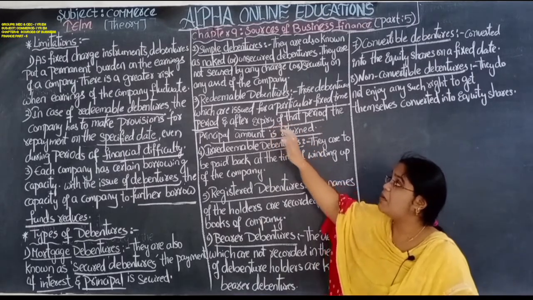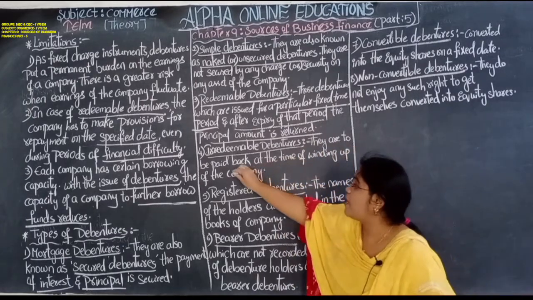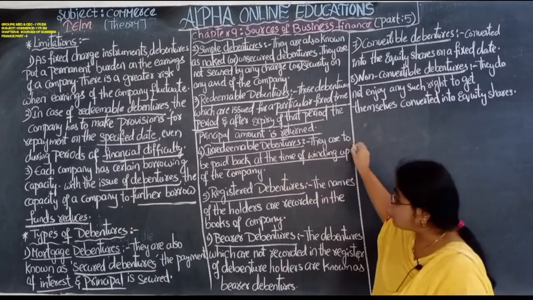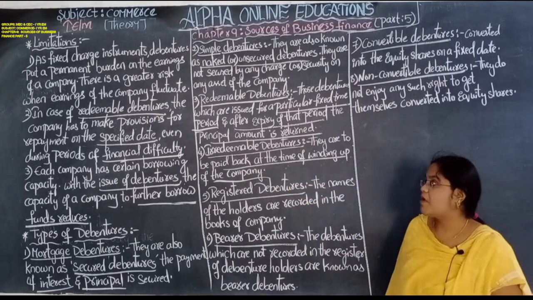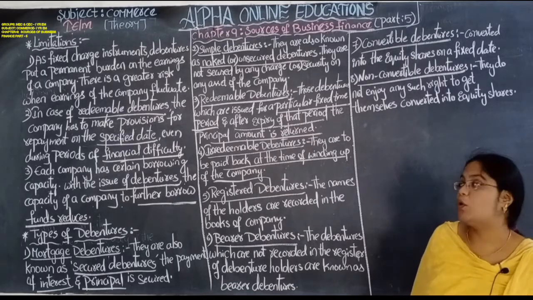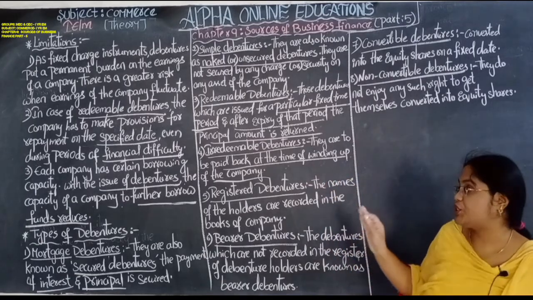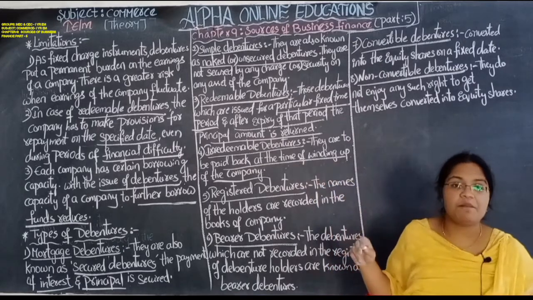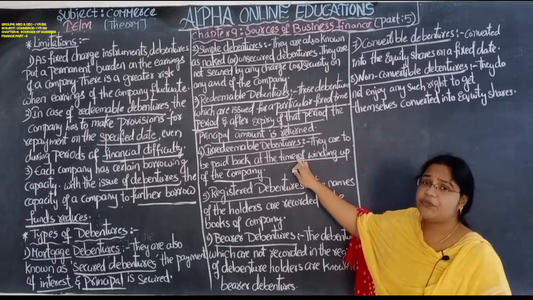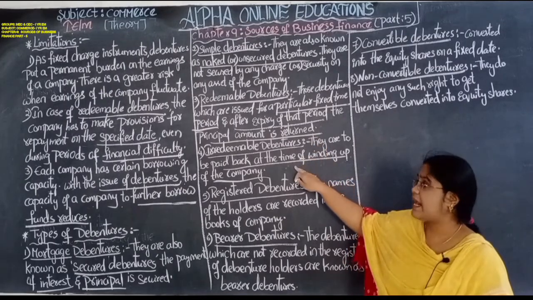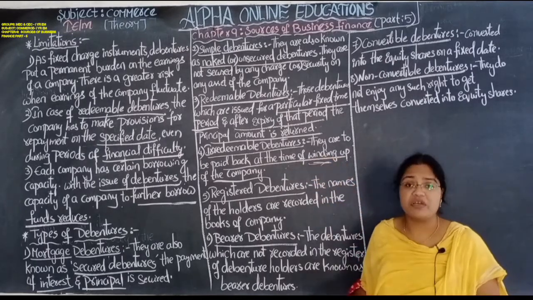That is called redeemable debentures. Next, irredeemable debentures. These are not paid back until the time of winding up. They have to be paid at the winding up of the company. Winding up means the company is going to be closed. Only at that time are irredeemable debentures paid to the debenture holder. Here there is no fixed time period; it is paid only during the winding up.